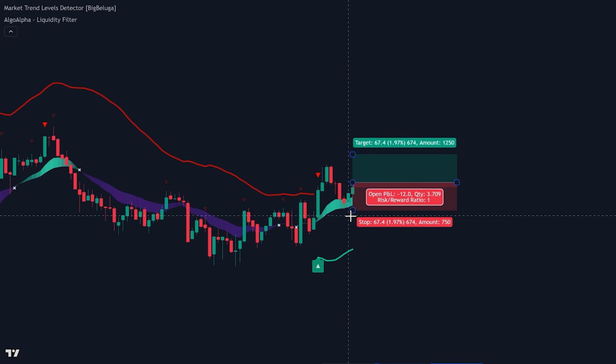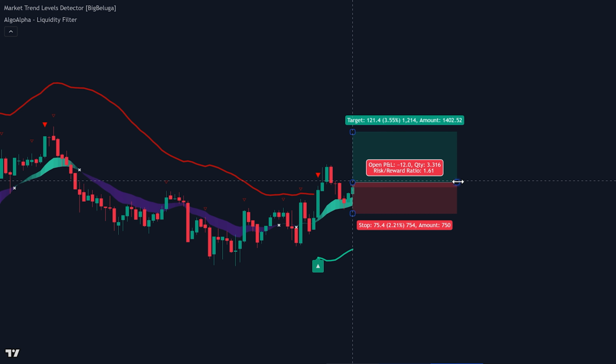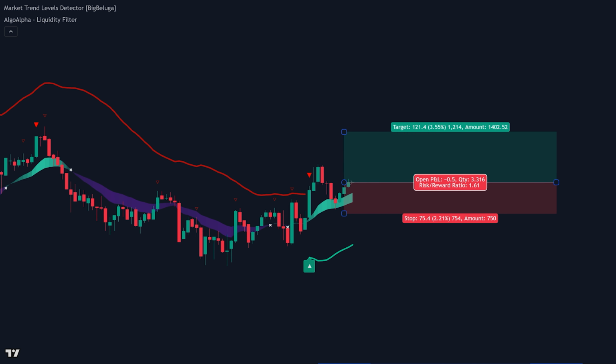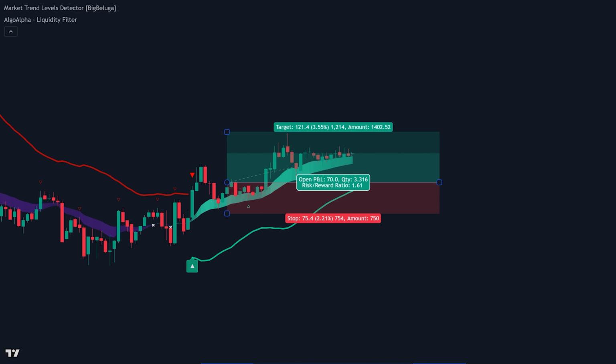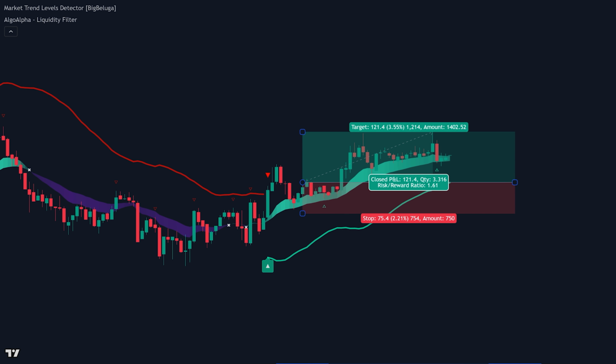The stop loss should be placed just below the market trend detector's trend band to protect against downside risk. For the take profit, we target a 1 to 1.5 risk to reward ratio. In this example, all criteria were met and price moved in our favor, fully reaching the profit target. A clean and well-structured trade.